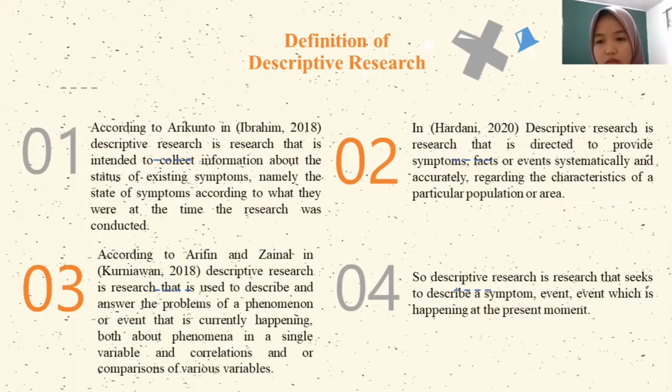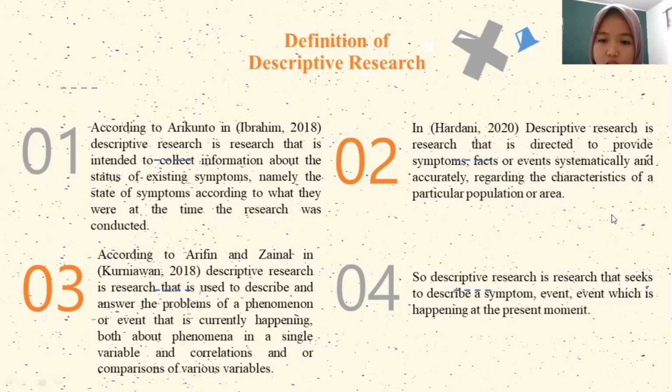Definition of descriptive research. According to Arikunto and Ibrahim 2018, descriptive research is research intended to collect information about the status of existing symptoms, namely the state of symptoms as they were at the time the research was conducted. In Hardani 2020, descriptive research is directed to provide symptoms, facts, or events systematically and accurately regarding the characteristics of a particular population or area.